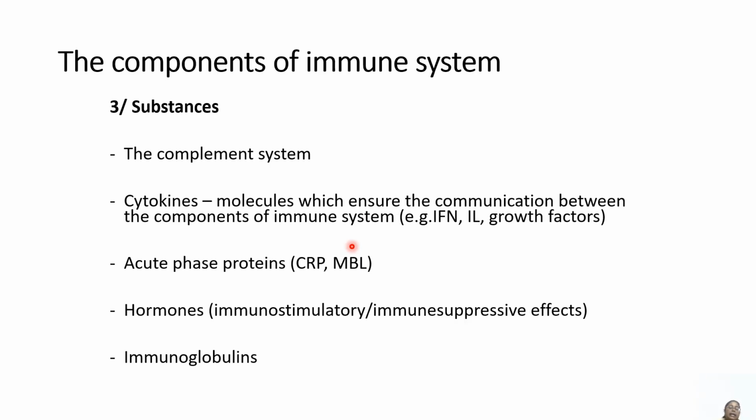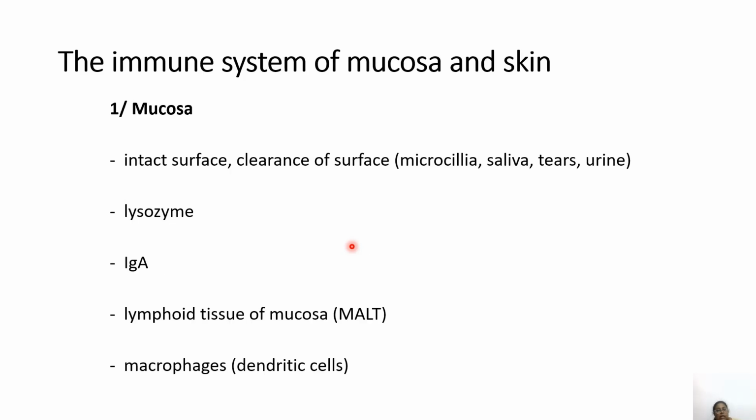Right? What are the substances of the immune system? The complement system, cytokines, like molecules which ensure the communication between the components of the immune system, acute phase proteins, then hormones, immunoglobulins, etc. Right? Now, what is the immune system of the mucosa and skin? The mucosa is an intact surface, clearance of surface like lysozyme, IgA, lymphoid tissue of mucosa, and macrophages.